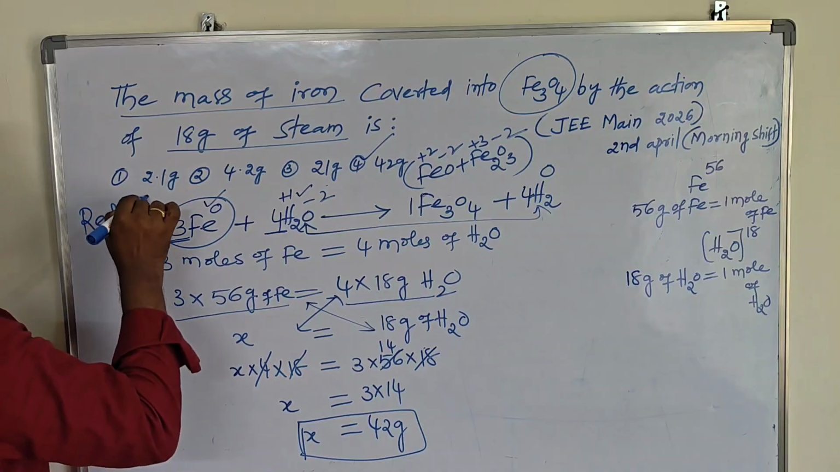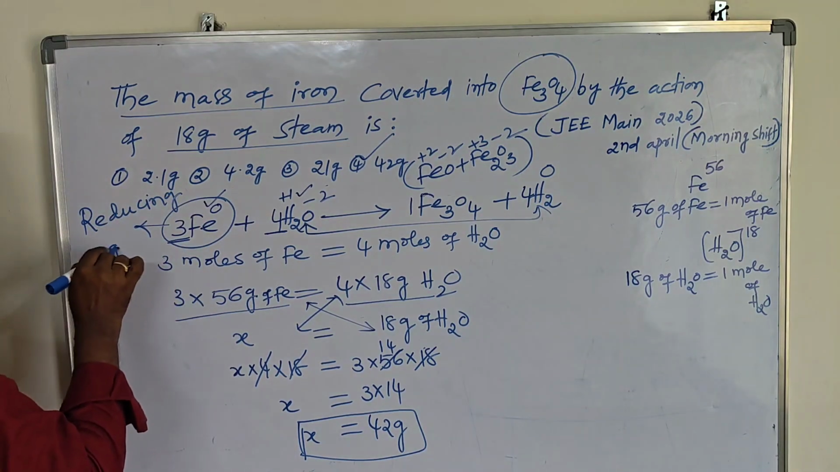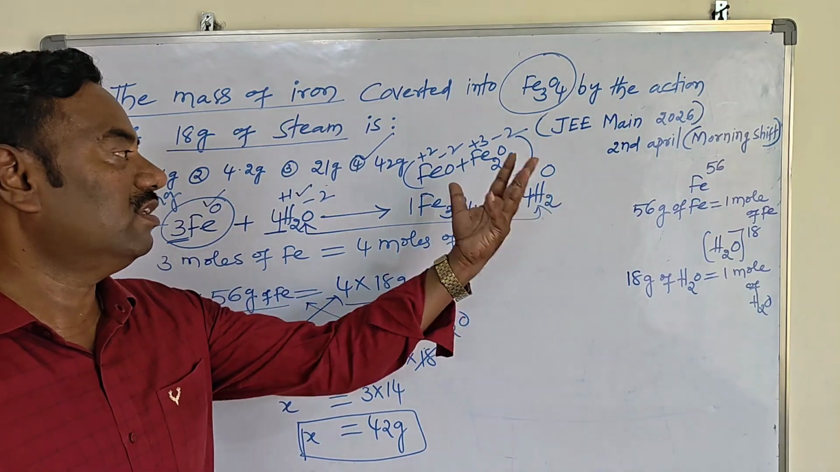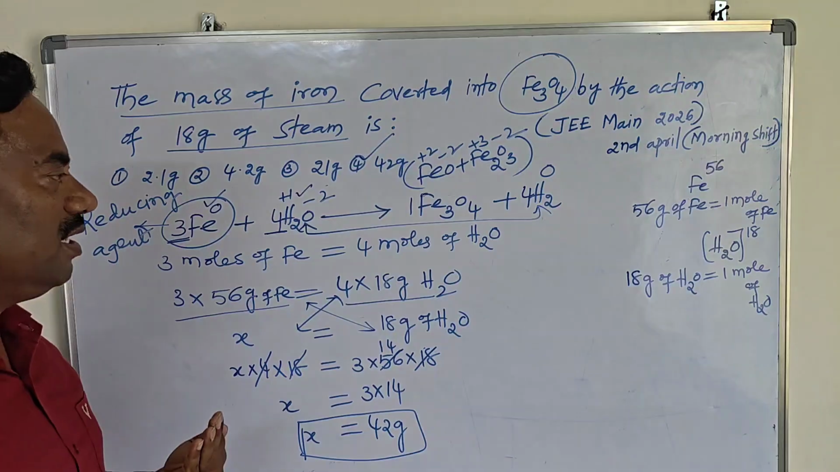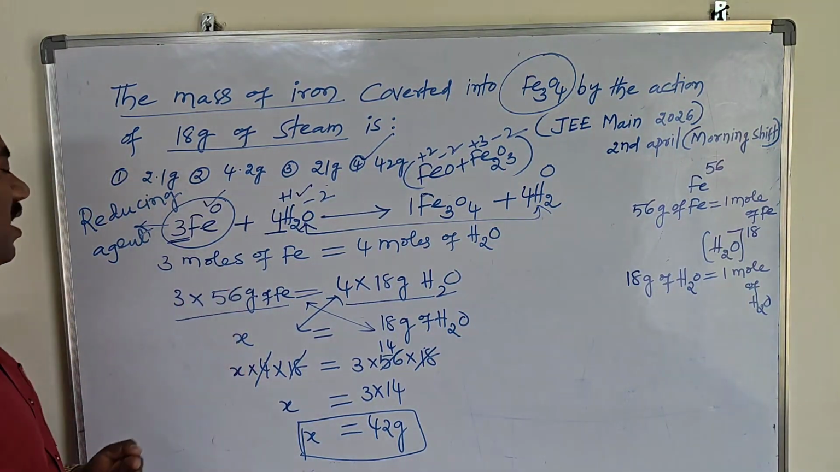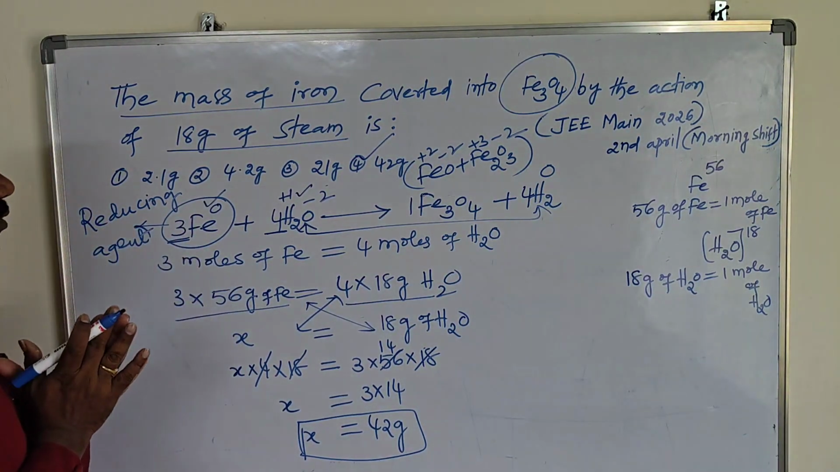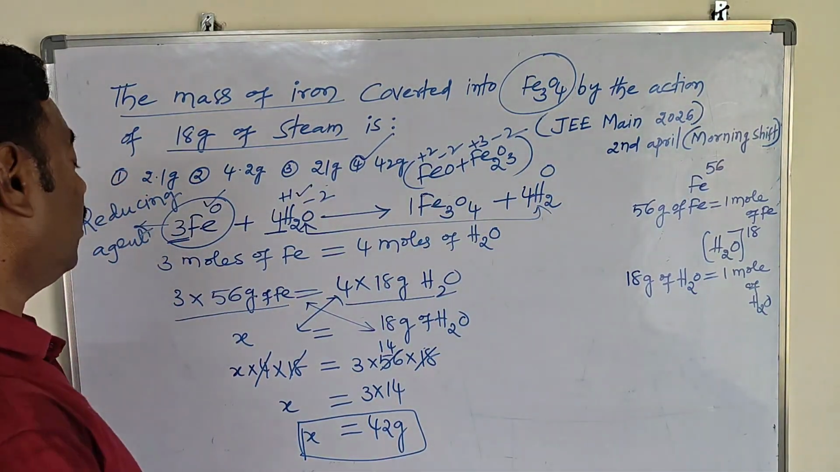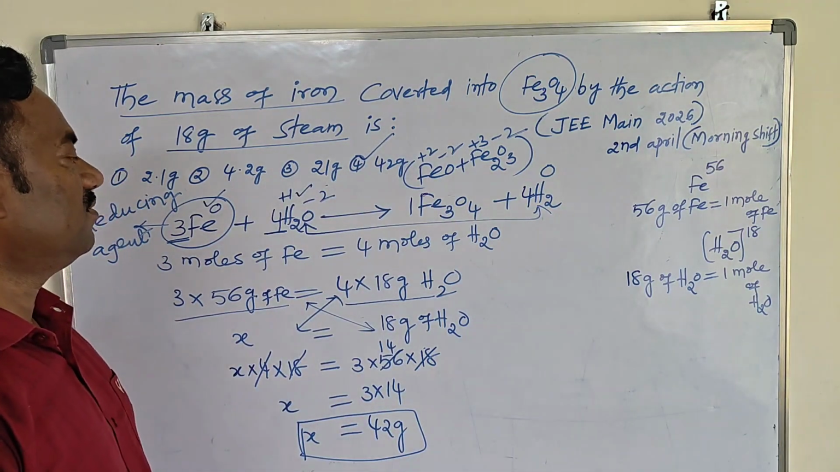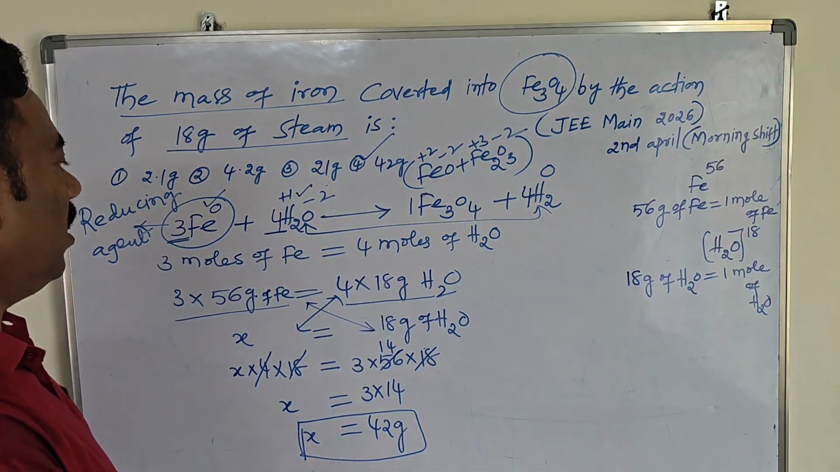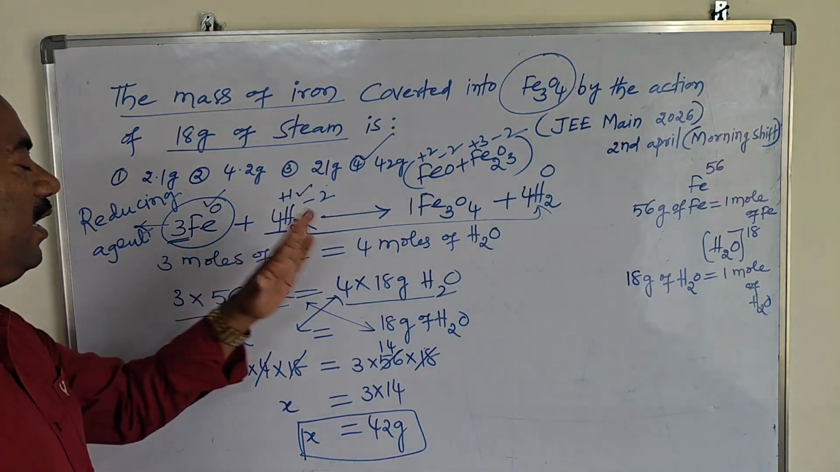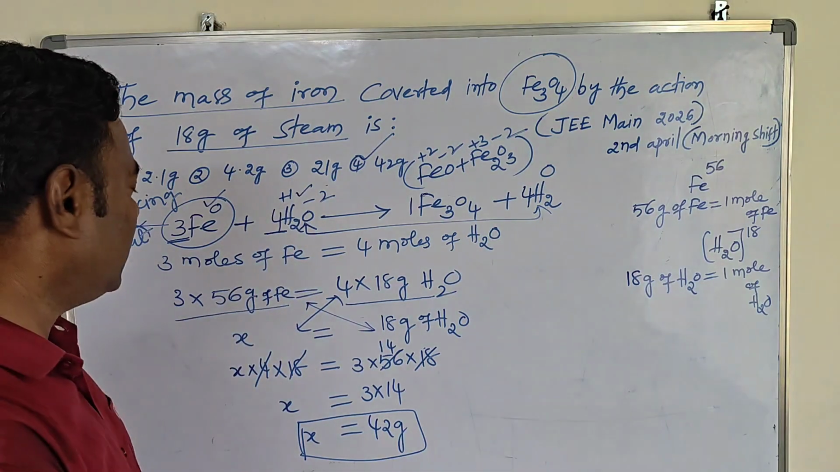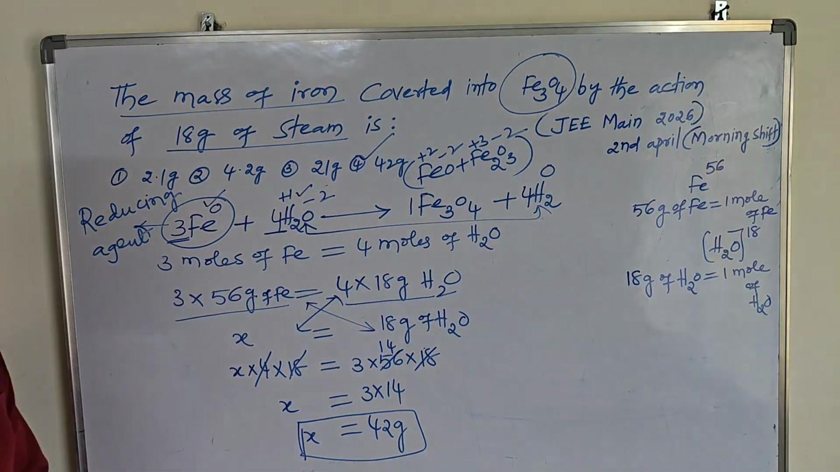H+ is converted into 0, which means it gains electrons. Gain of electrons is called reduction. Who gave that electron? Iron, so it is a reducing agent. Iron 0 is converted into +2 and +3, which means loss of electrons. Iron is oxidized. H2O is reduced. H2O is the oxidizing agent and Fe is the reducing agent.